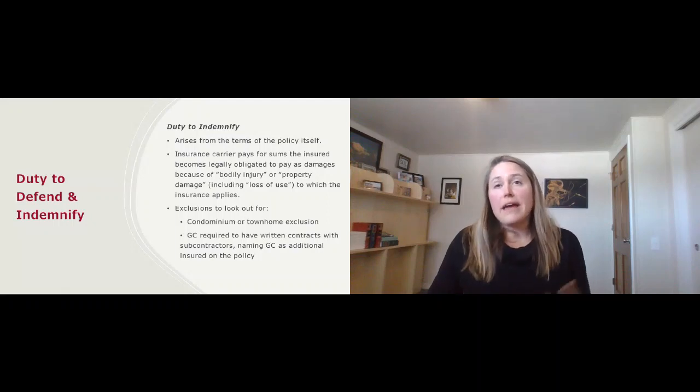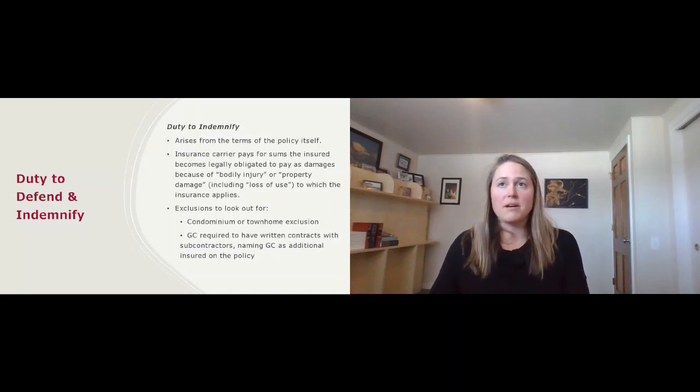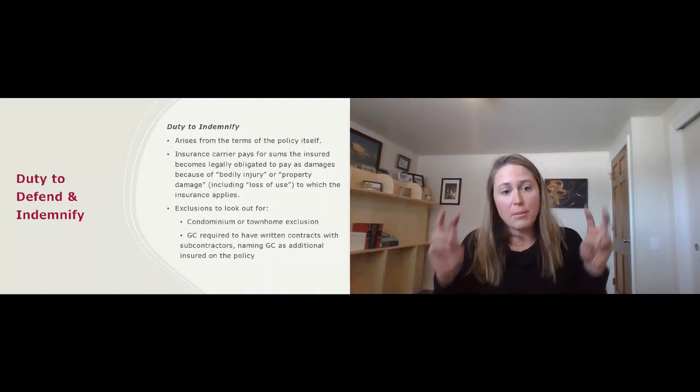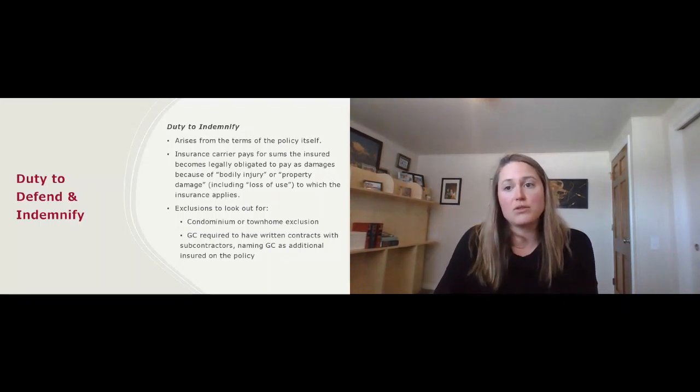The language that's typically in the policies is that the carrier has to pay for sums the insured becomes legally obligated to pay as damages because of bodily injury or property damage, typically property damage. And property damage does also include loss of use, to which the insurance applies. And the last few words of that are very key, because insurance companies will typically try to put in their policies a bunch of exclusions, so to which this insurance applies can be excluded entirely by exclusions listed in the policy.